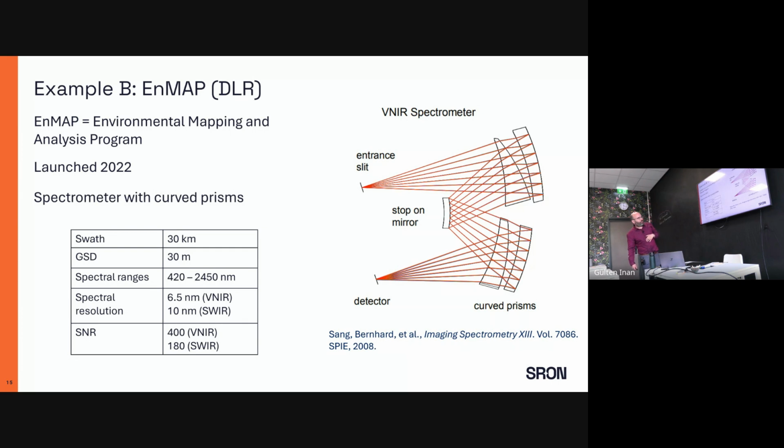All right, so that's again the same principle. You have a slit, some spectrometer, and you go onto the detector. In this case, it is curved prisms instead of a rotating element.